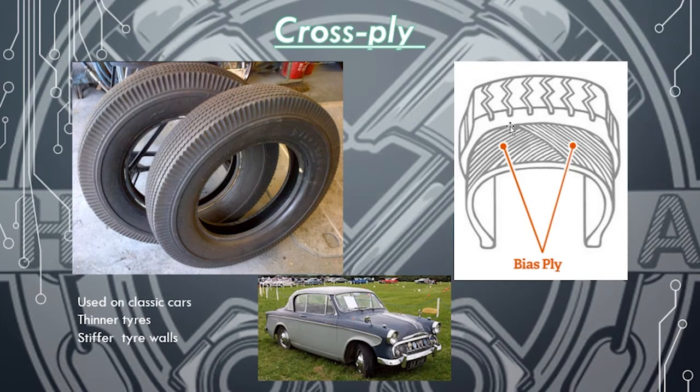So you can see right here, it is made up of different types of cords which interlock into each other at a 45-degree angle. One of the main reasons why they chose to use several cords which interlock into each other was to strengthen the tyre itself.